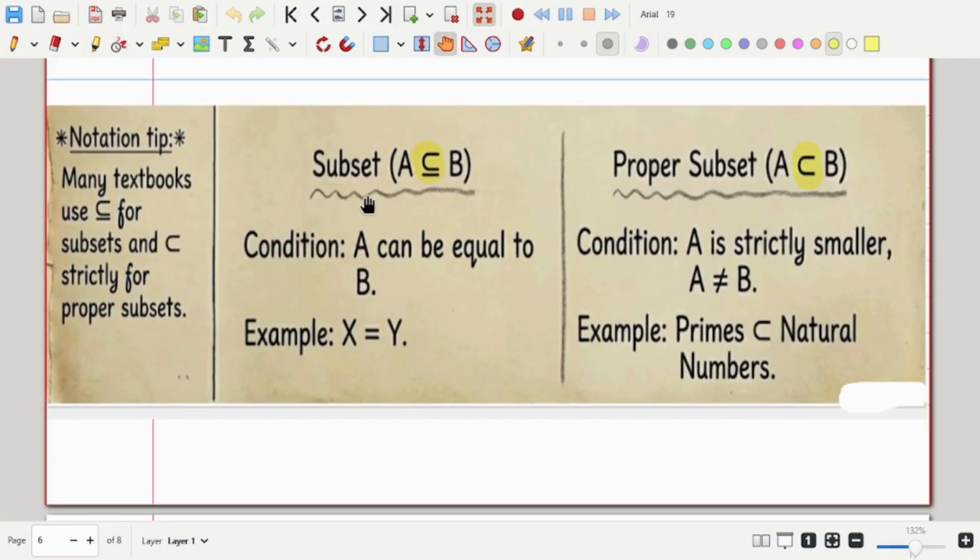Subsets are often denoted by this symbol, the subset symbol with an underlying dash. So it indicates A can be equal to B. Example, X is equal to Y. Proper subsets are indicated by this symbol, and the condition is A is strictly smaller and A is not equal to B. Prime numbers are a subset of natural numbers.